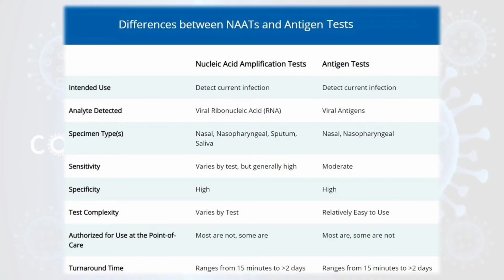NAAT and antigen test similarities are: both detect current infection, both are viral tests, and both can be done by swabbing. Differences are that antigen tests are easy to use and most healthcare providers are authorized to use them, compared to NAAT.